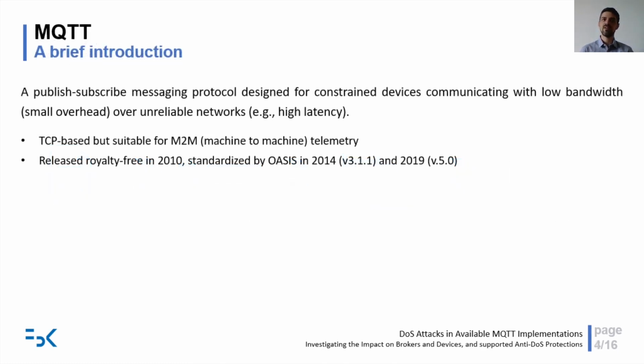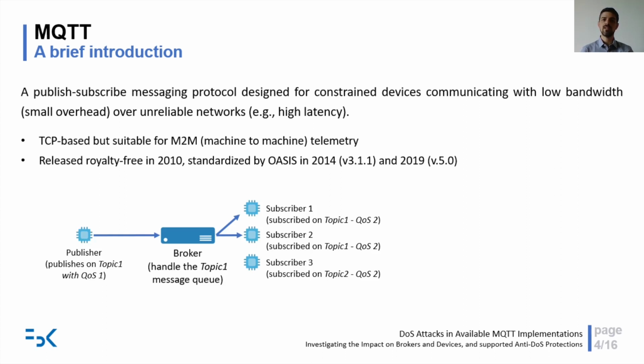Let us briefly summarize the features of MQTT. It is a publish-subscribe messaging protocol designed for resource-constrained devices that communicate over unreliable networks. It is based on TCP and standardized by OASIS in 2014 and 2019. The latest version, MQTT5, has been integrated in most implementations only since last year.